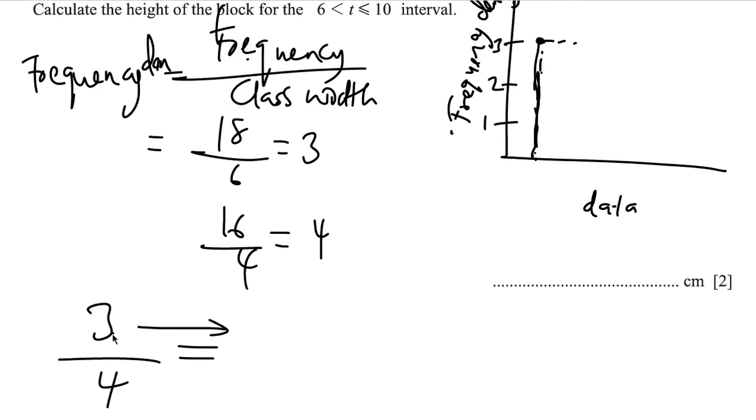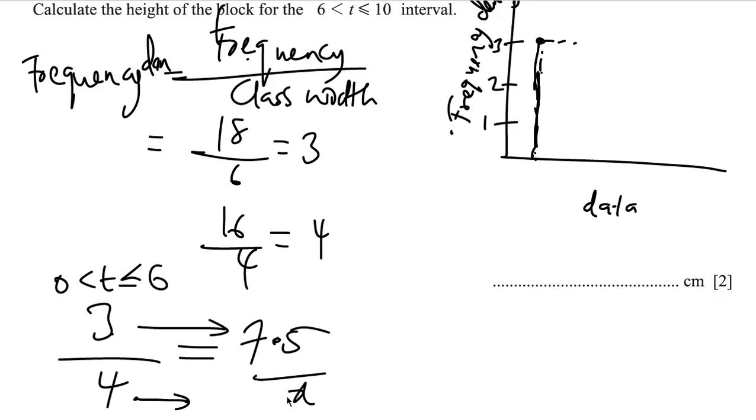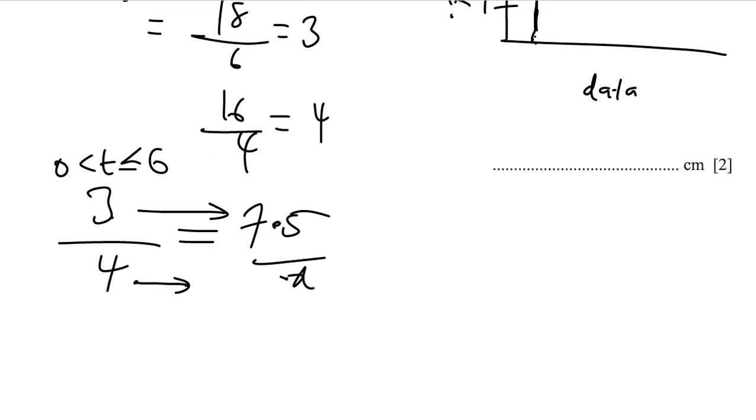So this was for 3, which was for 0 < t ≤ 6, and then we have that the height is 7.5. And then the 4, which corresponds to 6 < t ≤ 10, we don't know. It says what's the height of that. So because there's a proportion, we can use that as an advantage, and then we could multiply through.